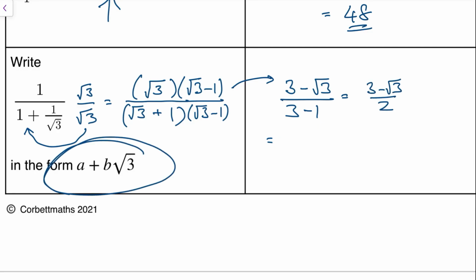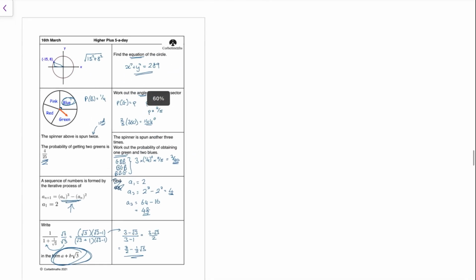Now the question wants this form here. So 3 over 2 is, what's 3 over 2? And root 3 over 2 in that format is a half root 3. Either way, question done. A is 3 over 2, B is minus a half. That's it. Good questions. Really good mix of questions today.